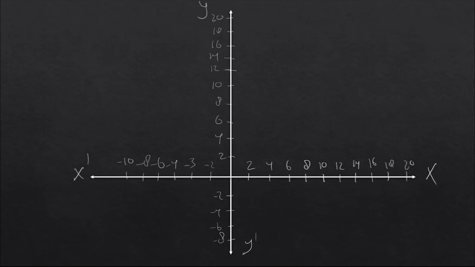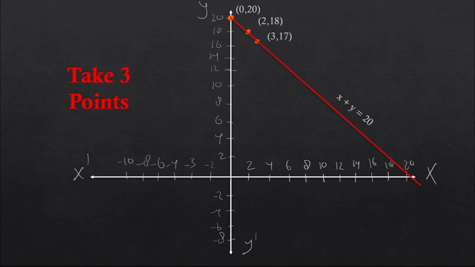Now let's plot our 3 points on the graph. Join and extend the line both ways. So here we have the graph of the equation x plus y equals 20 as a straight line. And as you can see, it's passing through all the 3 points. Now label the equation x plus y equals 20.